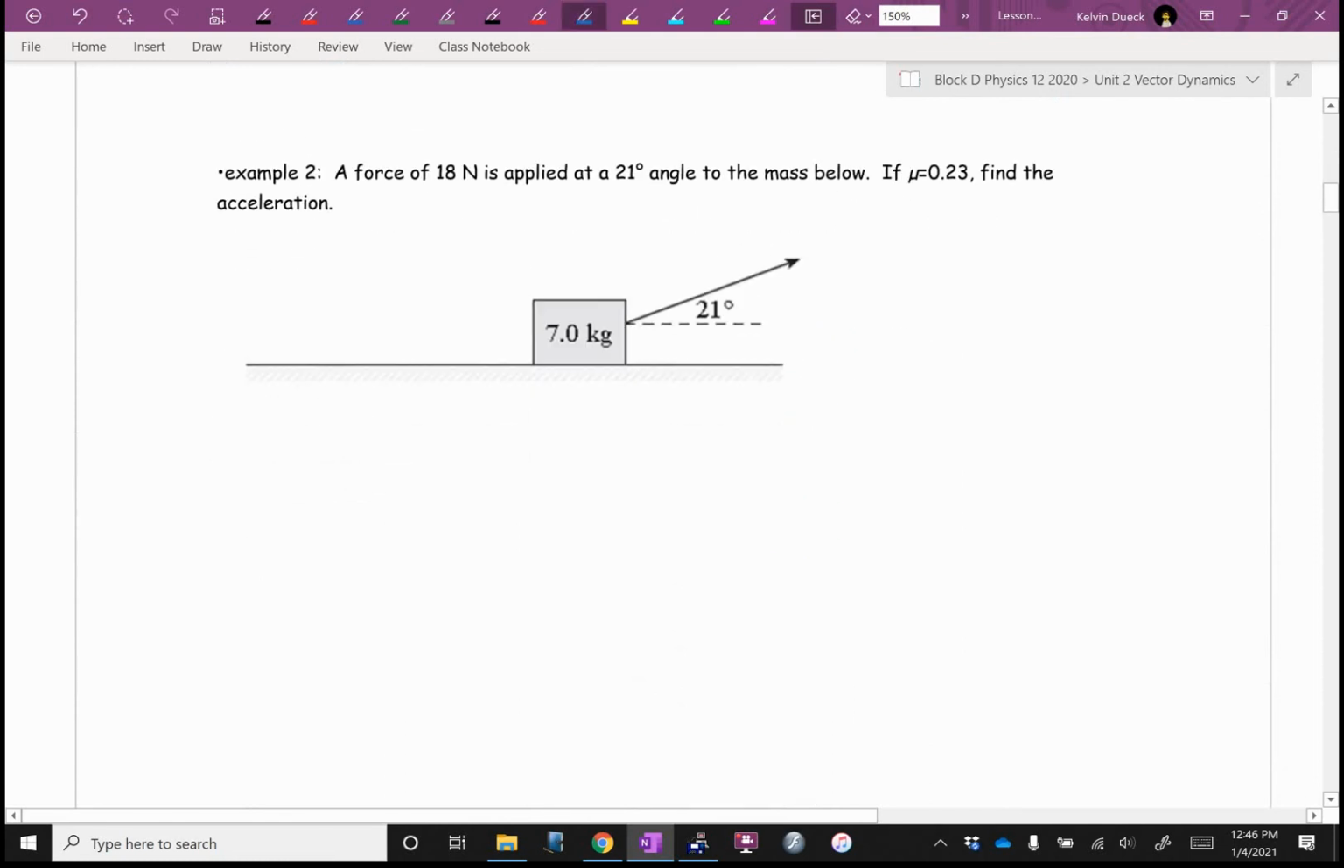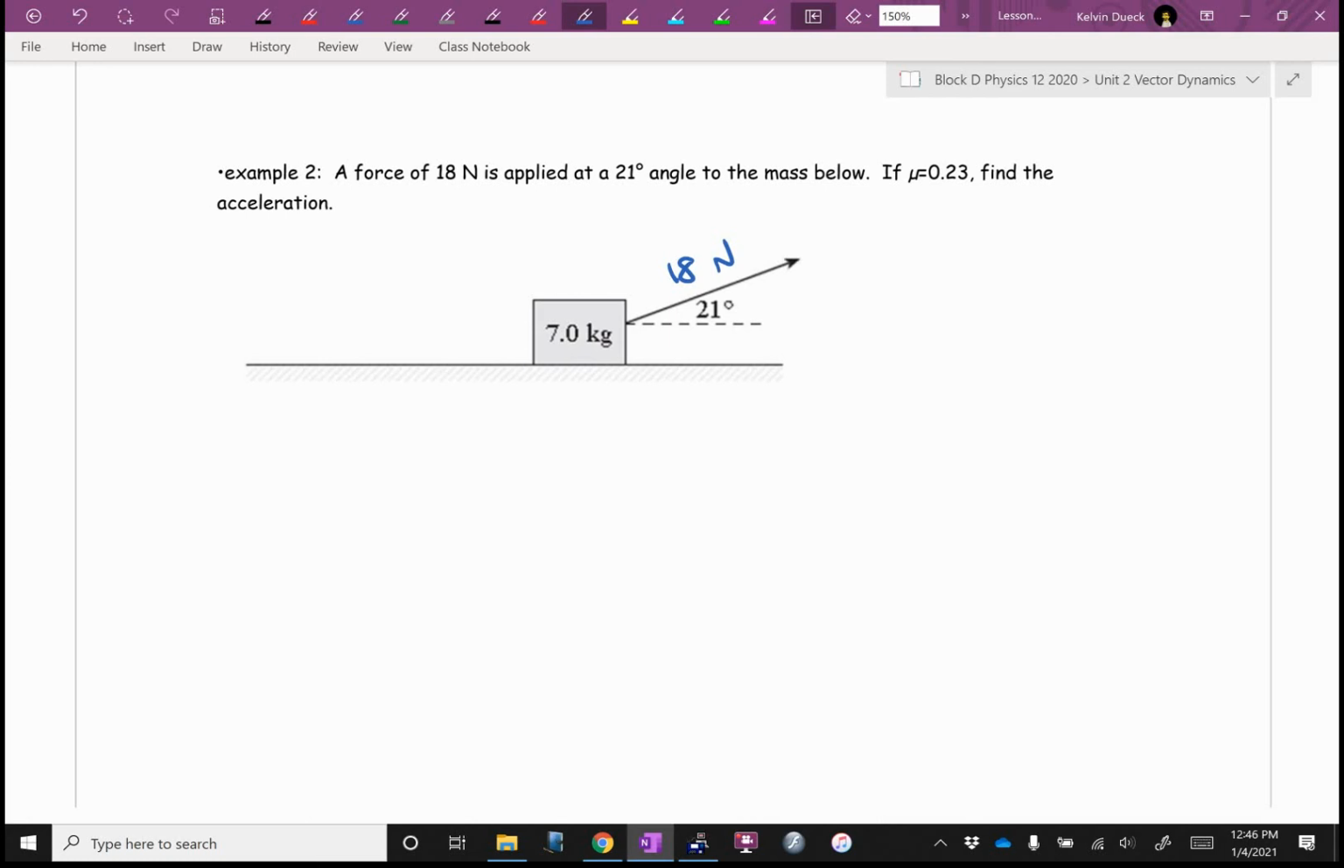Example 2. A force of 18 newtons, I'll label that, is applied at a 21-degree angle to the mass below. If mu is 0.23, find the acceleration. So this is probably more likely than what I would ask in example 1, where I asked you to find friction and find the normal force. I probably asked you to do the whole schmear. Find the acceleration, and I expect you to clue in, I think I need to find friction. Oh, to do that, I need to find the normal force. You know what this is a good job for?